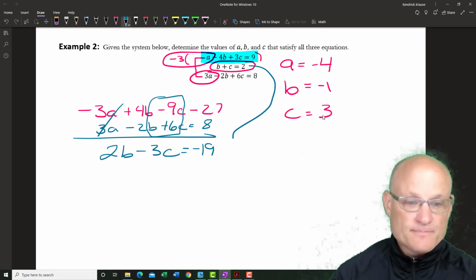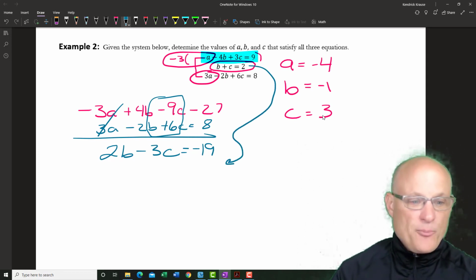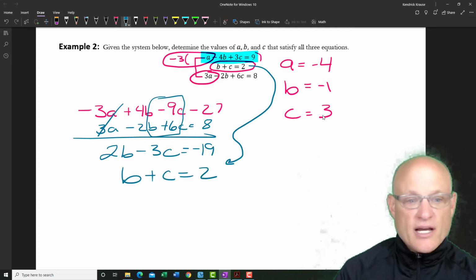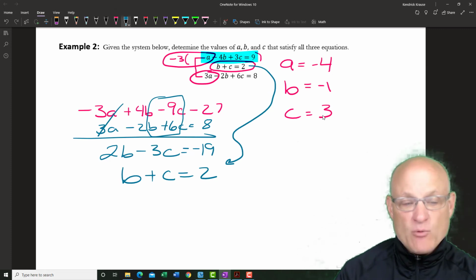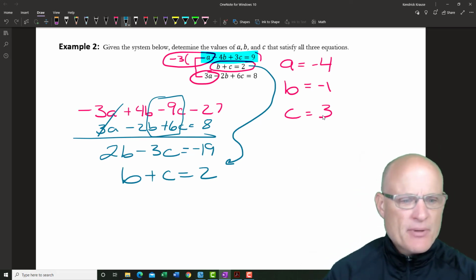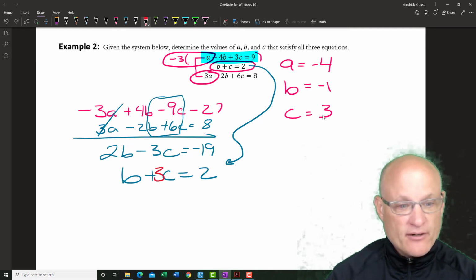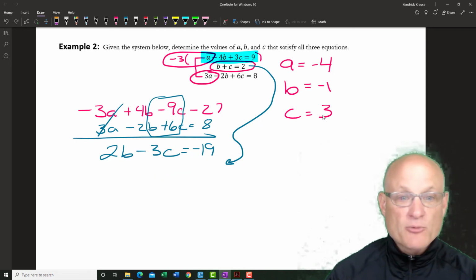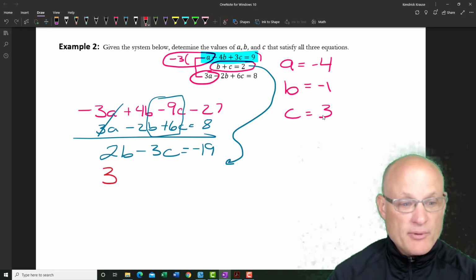Now, we got this one right here. Now, I'll put it here, but we got a problem. B plus C equals 2, correct? I can't get rid of anything. So I think what we'll do is multiply this by positive 3. I could multiply through by negative 2. That would get rid of the B's. But I would prefer to multiply through by a positive 3, because if this was a positive 3 right here, these would go. Right? So we're going to take care of that right now. And we're going to multiply that equation by positive 3. So 3B plus 3C equals 6.